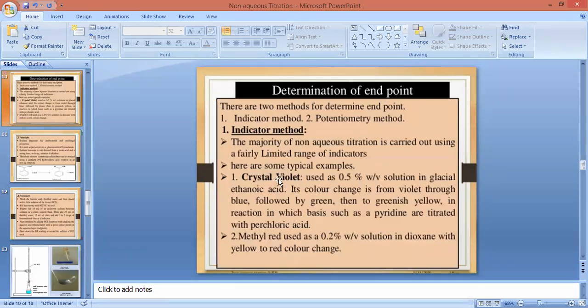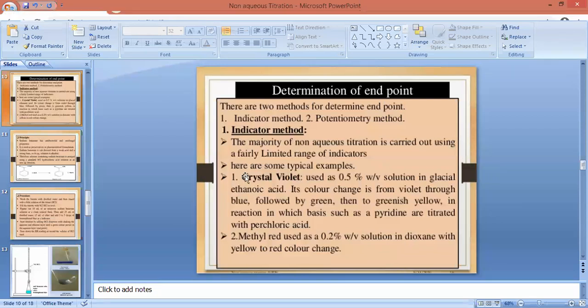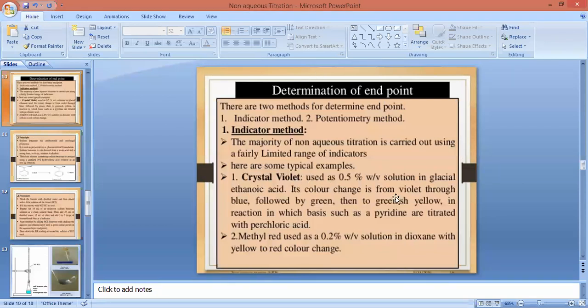So how can crystal violet be used? It is used in a concentration of 0.5% weight by volume of solution in glacial acetic acid. So the solvent used for preparing crystal violet is glacial acetic acid. Since we are going to perform non-aqueous titration, whatever indicator solutions we make, we have to make them with the help of organic solvents. So for crystal violet, the organic solvent used is glacial acetic acid.